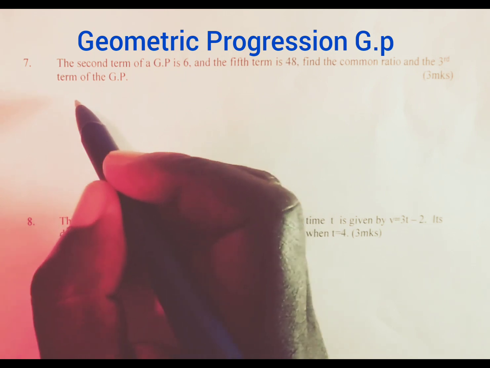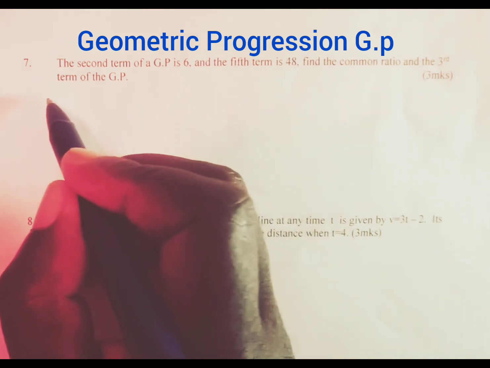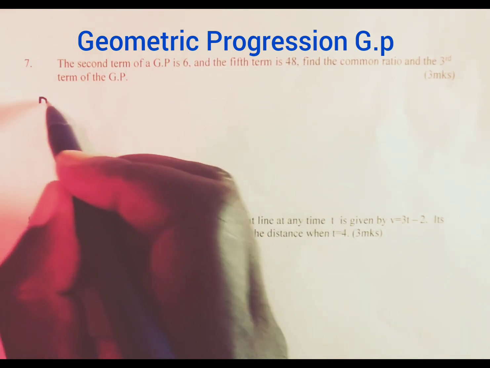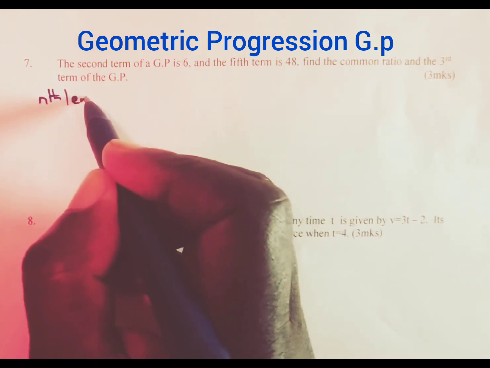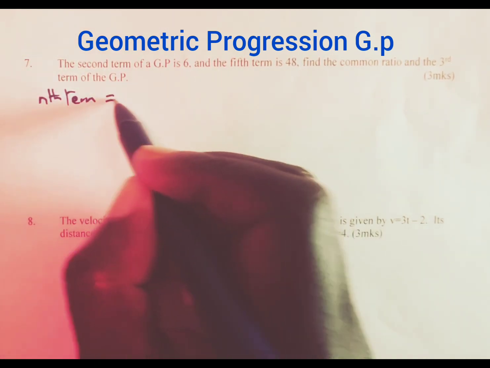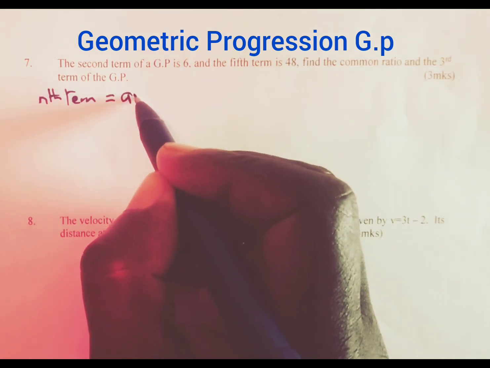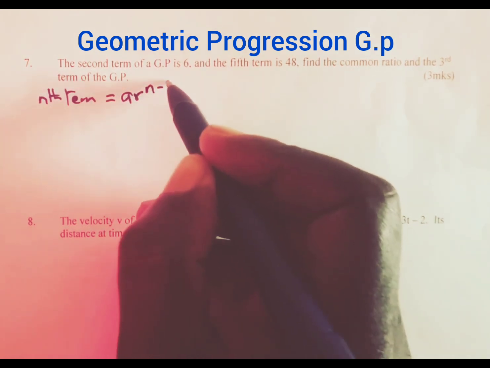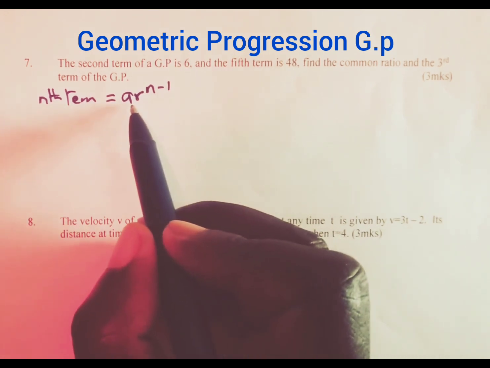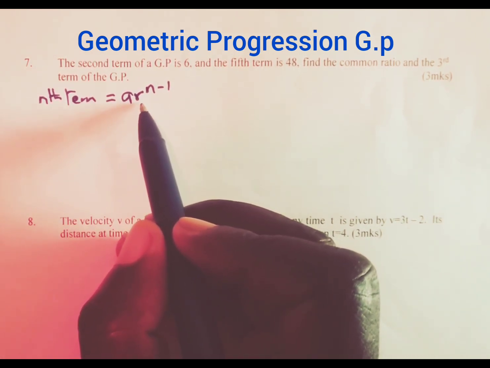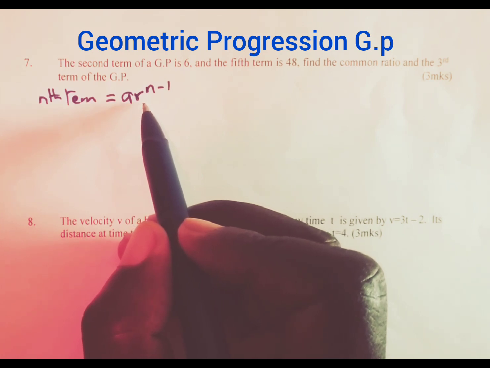For the GP, we know to get the nth term, we use the formula for the nth term, that is A multiplied by R to the power n minus 1, where A stands for the first term and R stands for the common ratio.